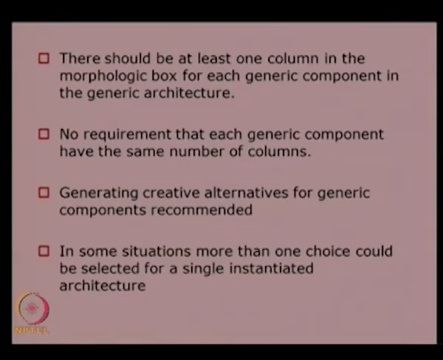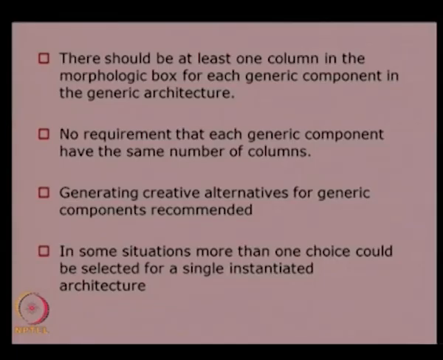And there is no requirement that each generic component have the same number of columns. It is not necessary that there should be the same number of alternatives for every generic component. In some cases we can have 2 alternatives, in other cases multiple alternatives, or 5 or 6 alternatives, because depending on the generic component we will be able to identify 2 or more alternatives. So there is no rule that there should be an equal number of alternatives for generic components. Then generating creative alternatives for generic components is recommended.